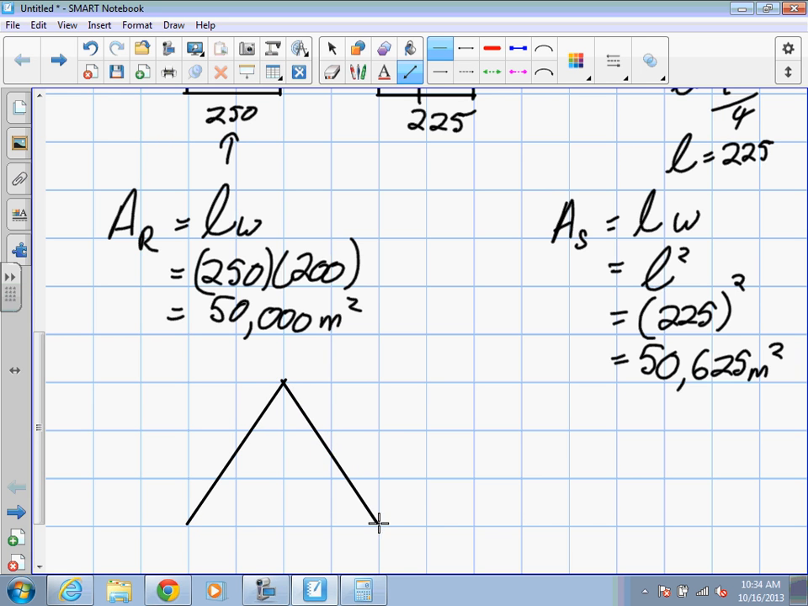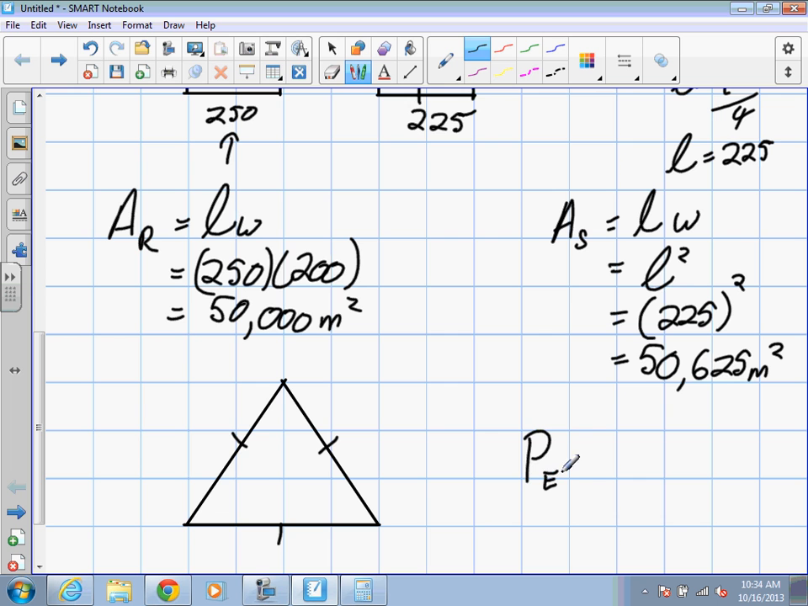Hopefully, those look about the same. Okay. We know in our equilateral triangle, all the sides will be the same. So the perimeter of an equilateral triangle will be length plus length plus length, which is 3L.